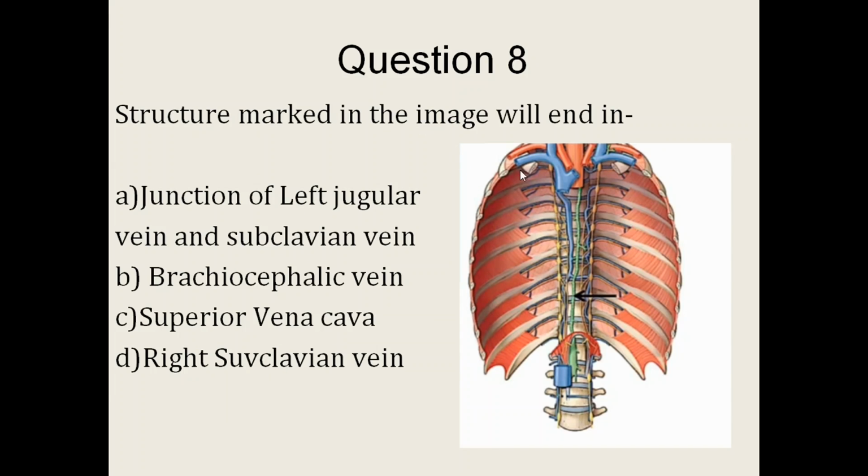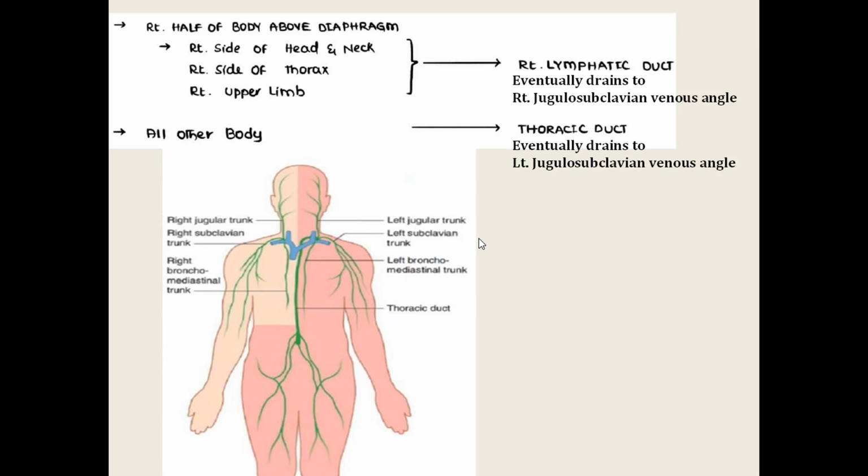What is the structure marked in the image? See, what is this going? This green color, this is the thoracic duct, right? And where it will drain into, let's look into it. See, two things you have to remember when you study about the lymphatic drainage of the body.